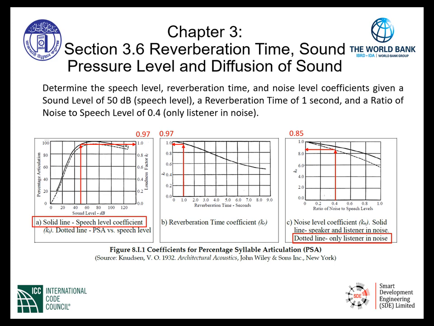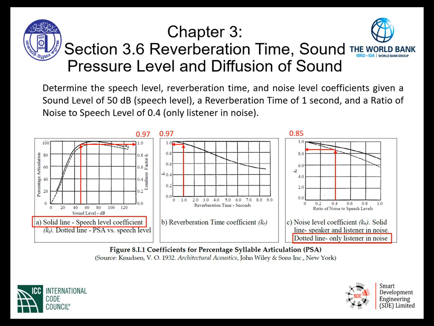The next, curve B, reverberation time coefficient. We need to find K sub R. We take the reverberation time in seconds given to us as 1 second, move up vertically until we intersect the curve, move horizontally to the left, and again we have a value of 0.97. This is our reverberation time coefficient, K sub R.